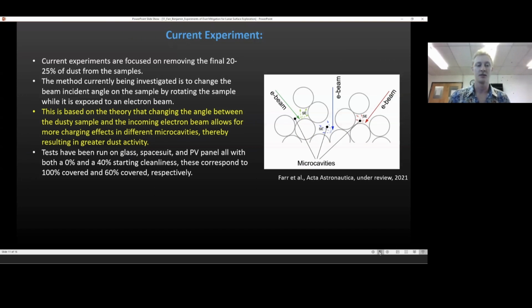So what we're working on now is getting rid of that last 20 to 25% of dust that remains on the sample after we perform the cleaning process. So the method we're investigating right now is actually changing the angle between the dust and the electron beam, and that's to try and expose different microcavities basically to the electron beam. And you can see that in the image on this slide as well. So we've been running tests with glass, spacesuit, and a photovoltaic solar panel, and we ran tests starting at 0% cleanliness and 40% cleanliness. So I can talk about those results real quick after I talk about the setup on the next slide.